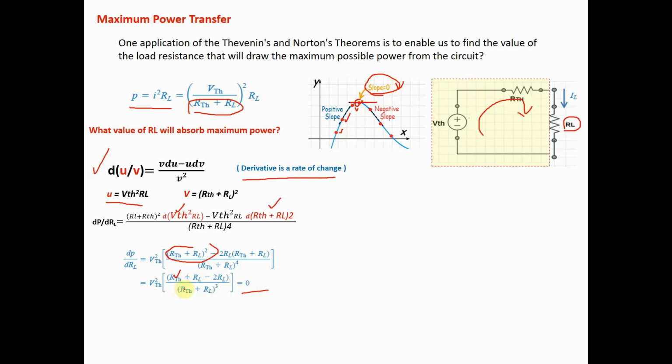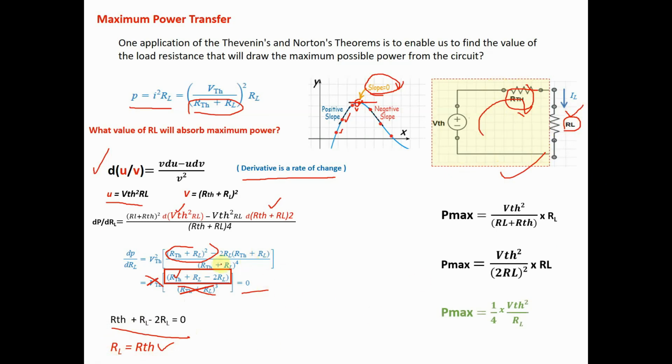If we equate it to 0, we can eliminate this part of the equation. Then we will have only RTH minus RL equal to 0, right? This part of the equation will remain. We will have RL equal to RTH. It means that in order for the circuit to obtain a maximum power transfer, the value of RL must be equal to RTH.